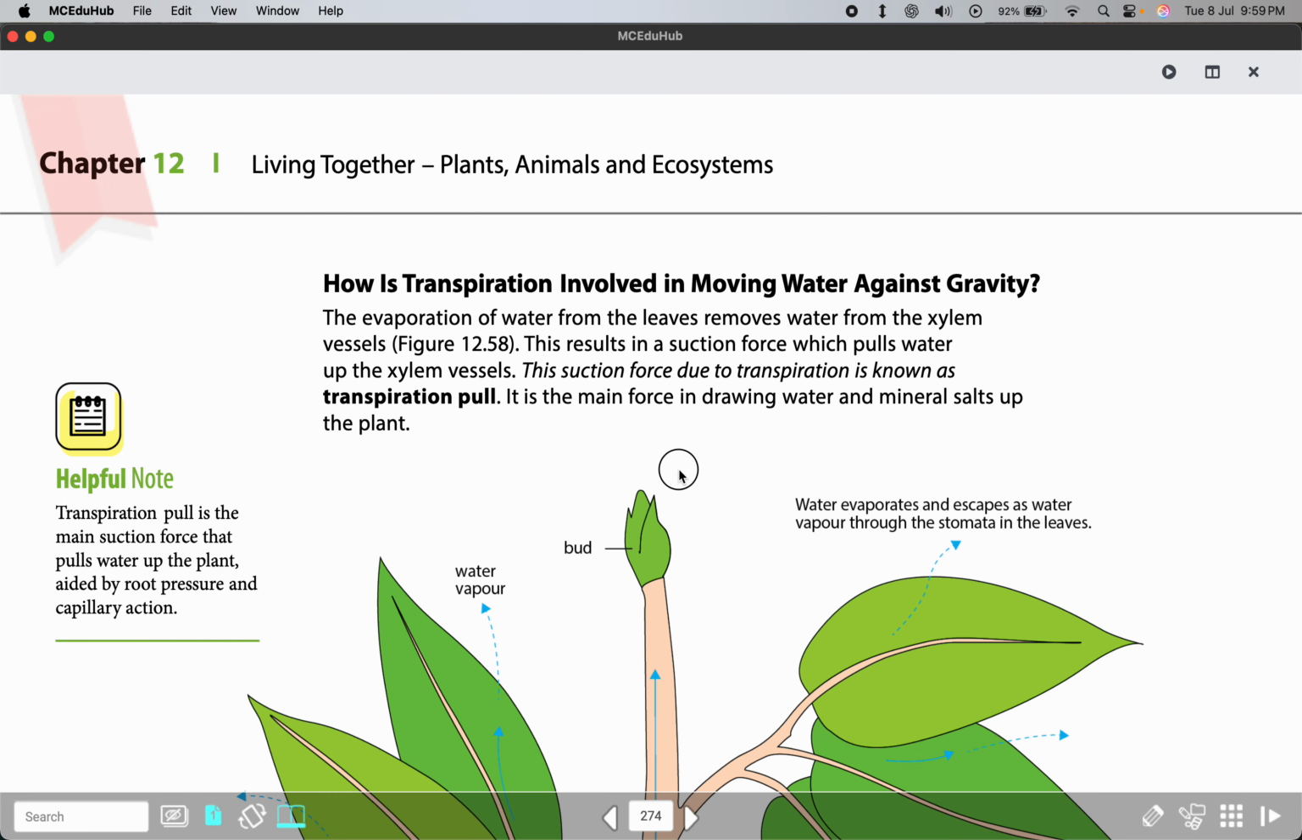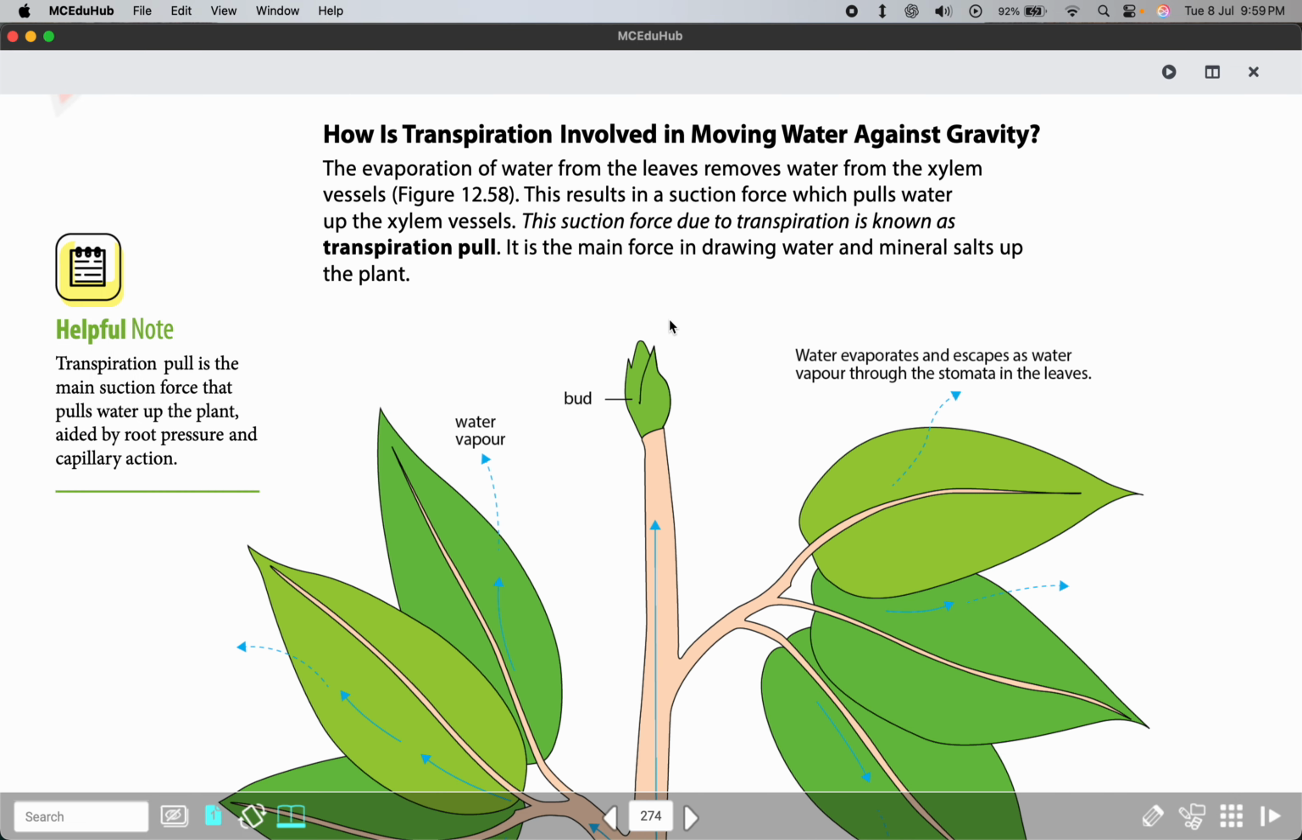Okay, so let's talk about the process of transpiration. This one has a little bit of physics involved, so let's try to understand it. The evaporation of water from the leaves removes water from the xylem vessels, and this results in a suction force which pulls water up the xylem vessels. This suction force due to transpiration is known as transpiration pull. It is the main force in drawing water and mineral salts up the plant.